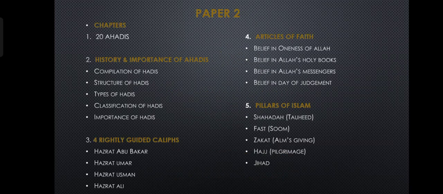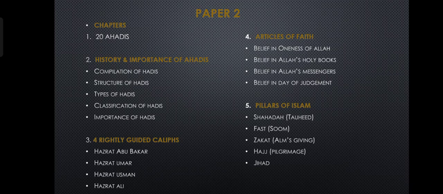Whereas paper 2 consists of the following chapters. First is the 20 ahadith. The second is history and importance of ahadith, which includes compilation of hadith, structure of hadith, types of hadith, classification of hadith, and the importance of hadith.